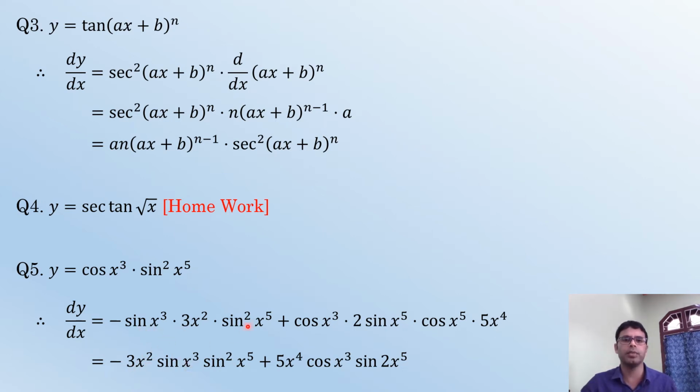square sine x cube, sine square x to the power 5, then plus this is 5x to the power 4 cos x cube, and this is 2 sine theta cos theta, so it is sine twice x type. So this completes the solution of the problem.